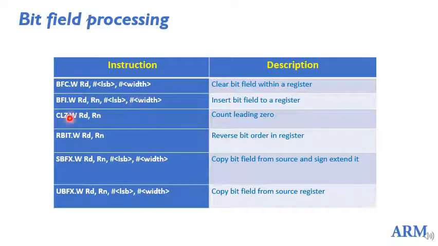The next instruction is CLZ. This is going to count the leading zeros. It will take two operands, Rd, Rn. It will count the leading zeros in Rn and copy that number into the destination register.